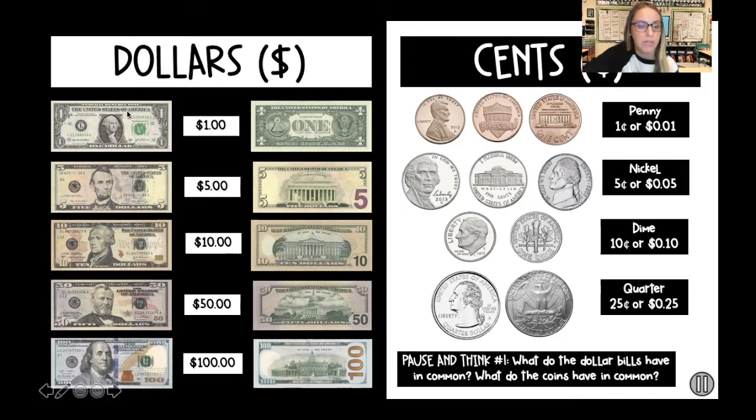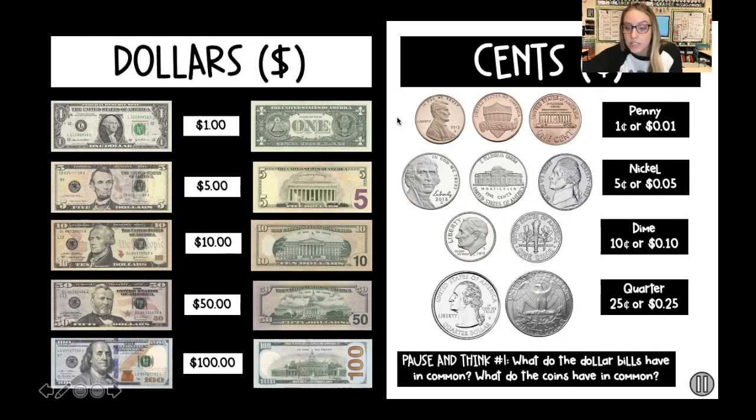So first we have our dollar bill. I went ahead and put the fronts and the backs for you. So we have our dollar bill. This is our $5 bill, our $10 bill, our $50 bill, and a $100 bill. As you can see in all of the dollars, it gives you the value on every single one. So at the bottom it says $1, $5, $10, $50, $100. So our dollars are very easy for us to tell which one's which because it tells us on the actual dollar.